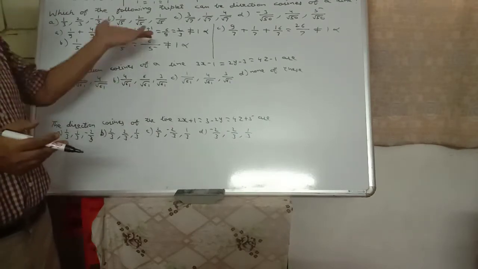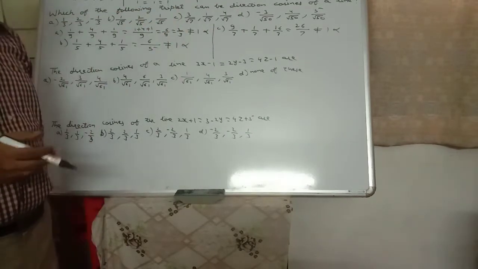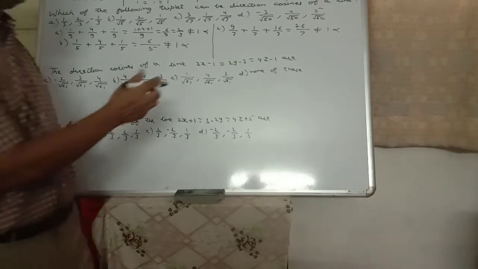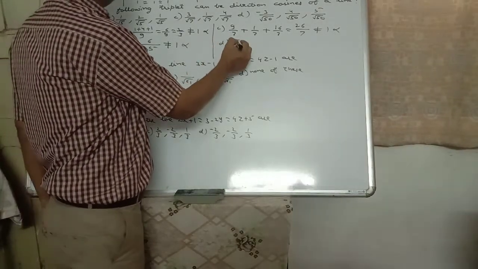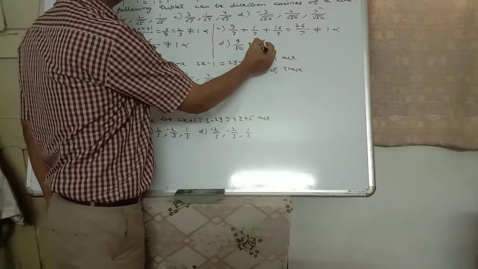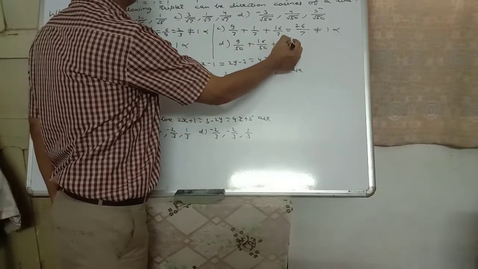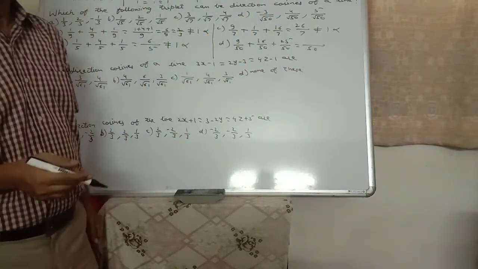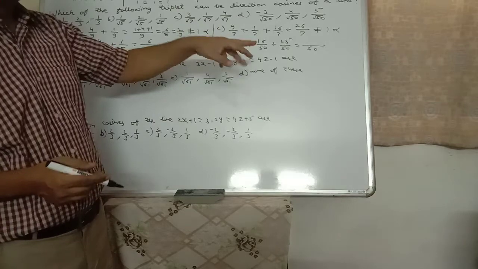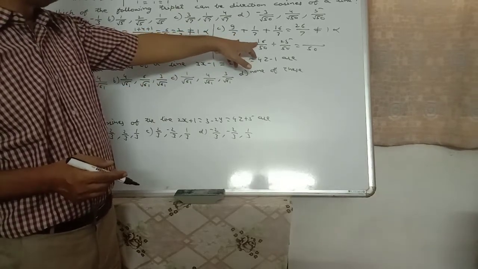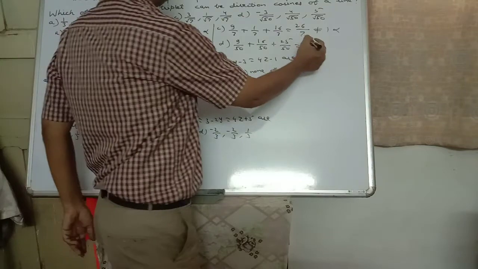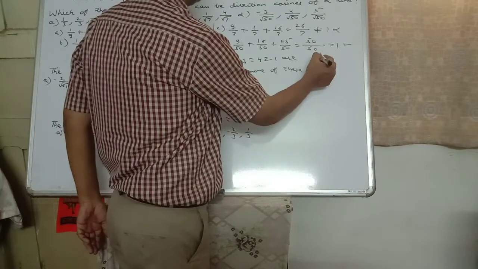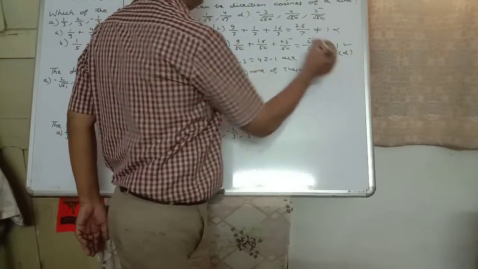So in the exam, we need not verify the remaining 4th option. We can directly write the answer. But here, let us verify. 9 by 50 plus 16 by 50 plus 25 by 50. LCM 50 because denominators are the same. Add numerators. 9 plus 16, 25. 25 plus 25, 50. 50 by 50, 1. So here, the answer is option D.